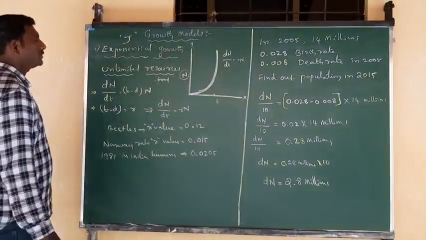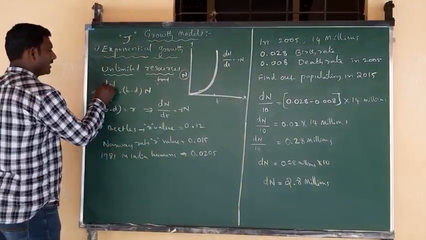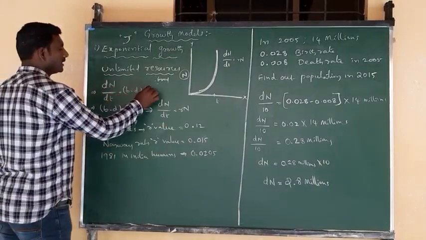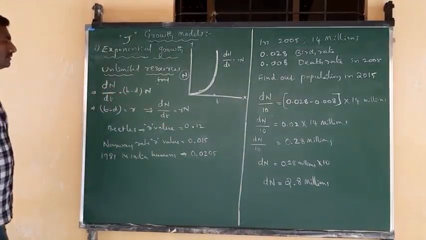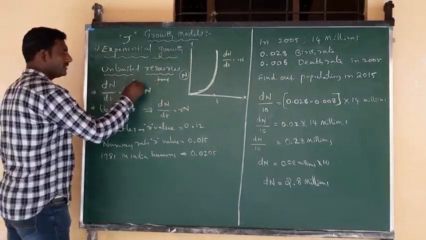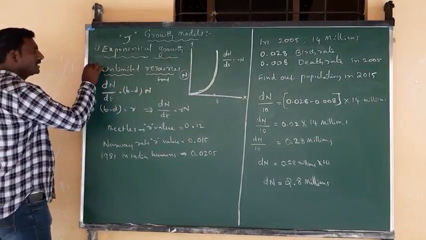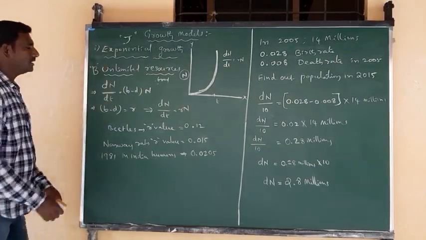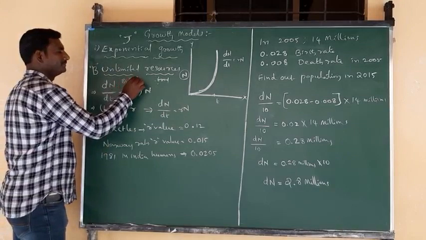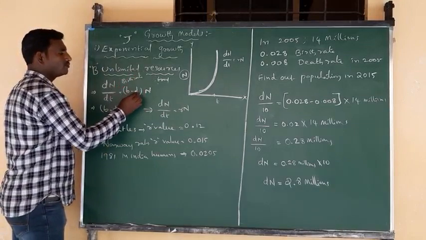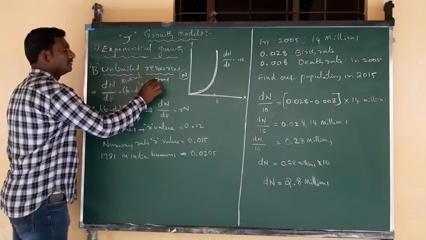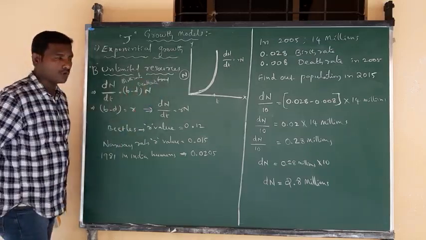For this exponential growth, one formula is dN/dt = (b - d) × N. Here they use small b and small d. Yesterday we discussed natality with capital B. Here small b is nothing but birth rate. Similarly small d is nothing but death rate. Capital D is mortality.